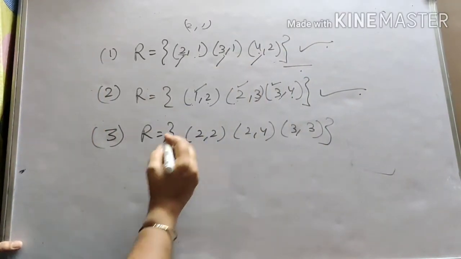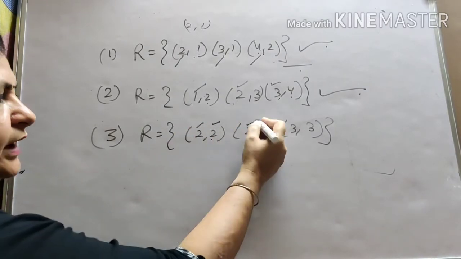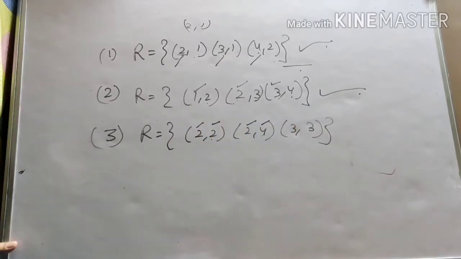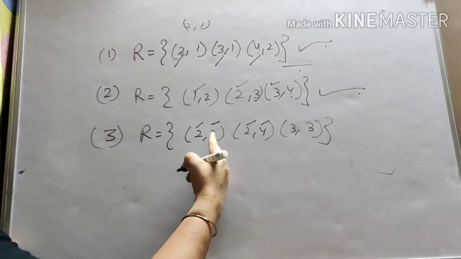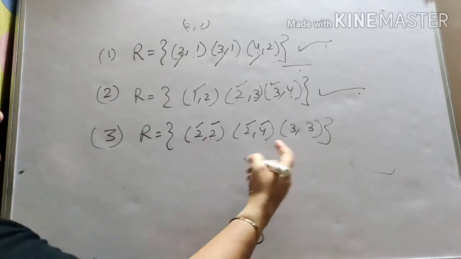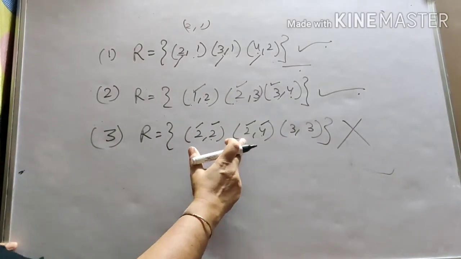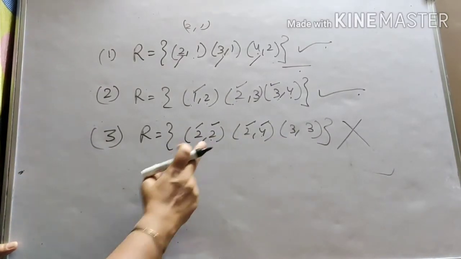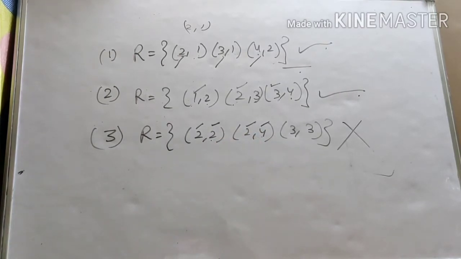Now, element 2 has one image 2, and element 2 has again one image 4. It means element 2 has two images, that is 2 and 4. Therefore, this relation is not a function because element 2 doesn't have a unique image in Y.